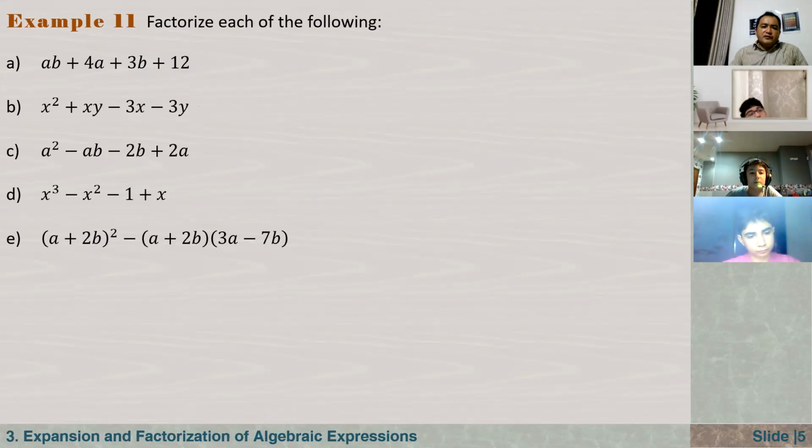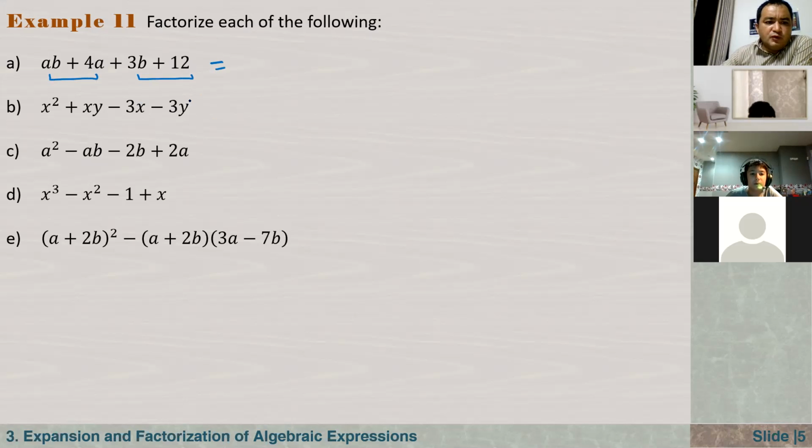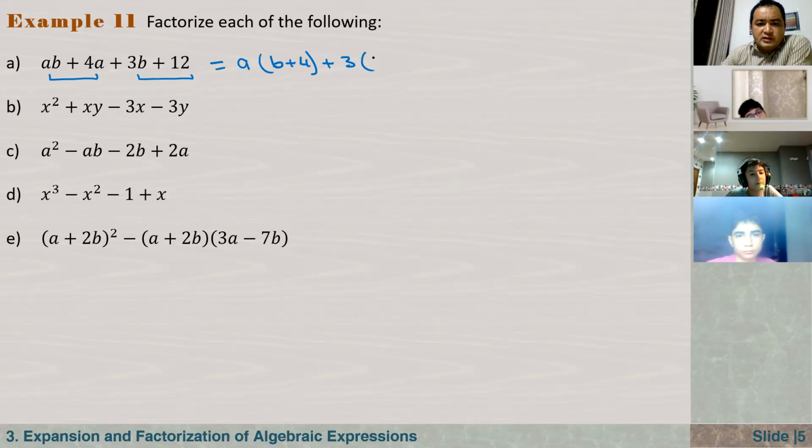All right, how about if we have 4 terms, not 2, not 3, we have 4 terms. How can we factorize this? Usually to factorize these 4 terms, first we have to group them, and after that factorize in 2 steps. Let me group in this way. If we group this way, ab plus 4a. What is a common factor? a is a common factor. So here we have a times (b plus 4). In the second part, 3b plus 12, 3 is a common factor. So here we have 3 times (b plus 4). So now (b plus 4) is a common factor, right?